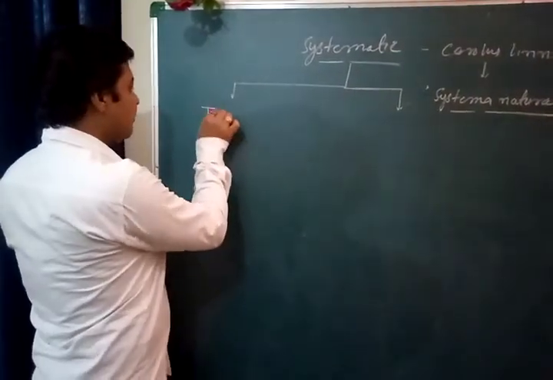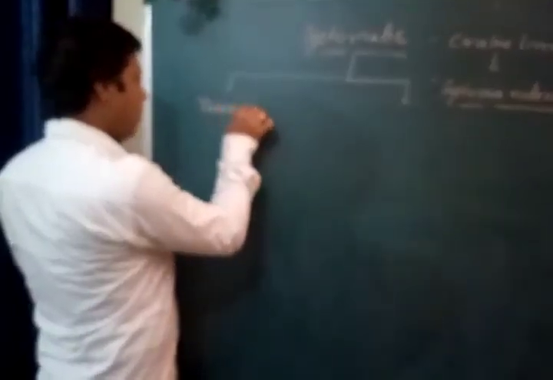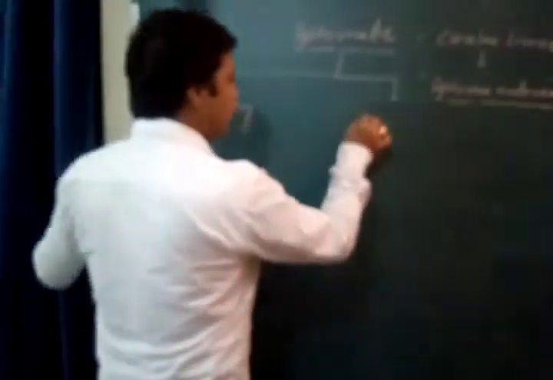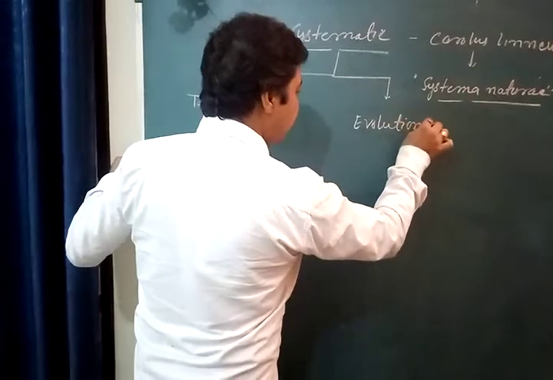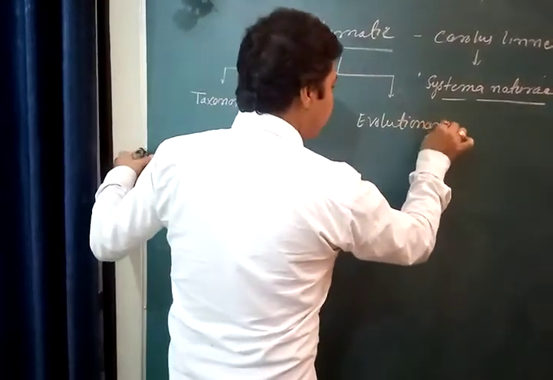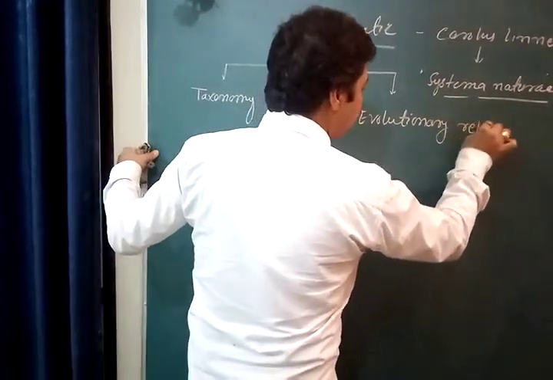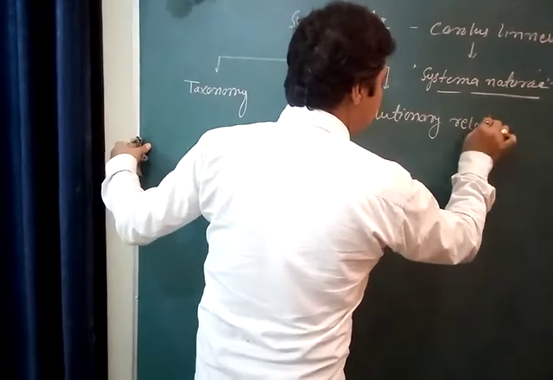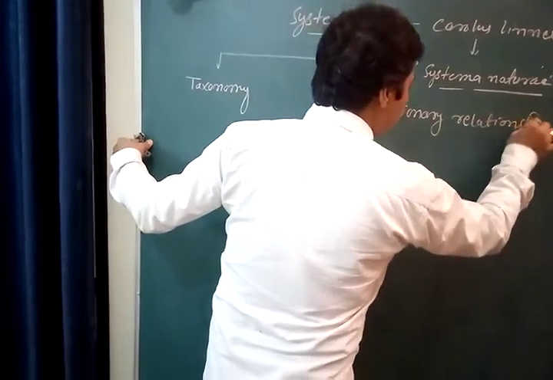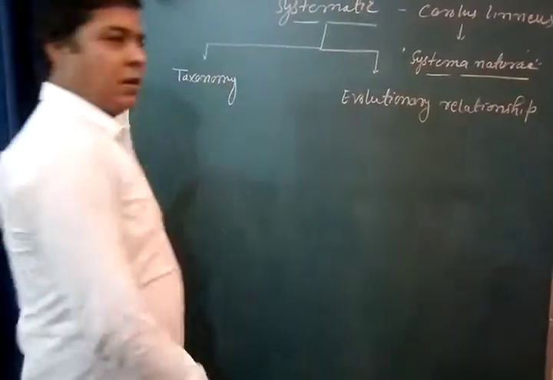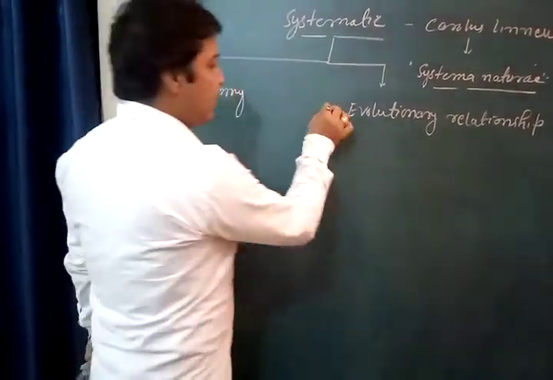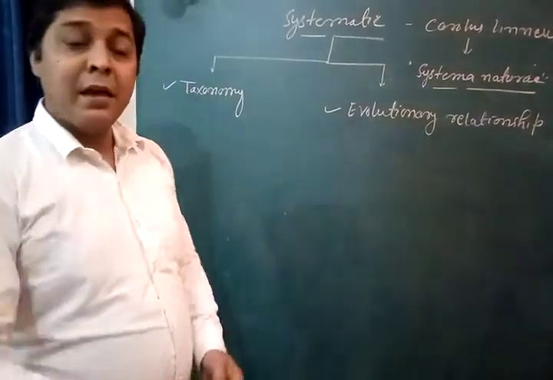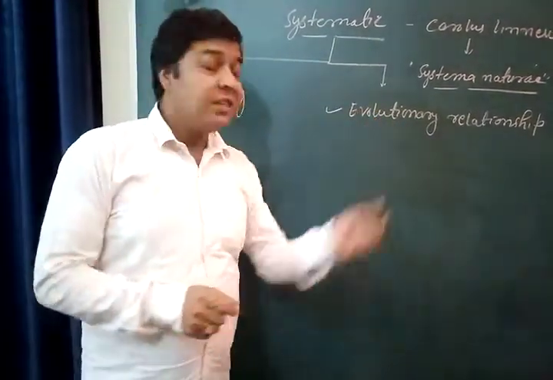The first is taxonomy and the second is evolutionary relationship. It works on two principles. The first is taxonomy, the second is evolutionary relationship. We try to know about the evolutionary relationship.